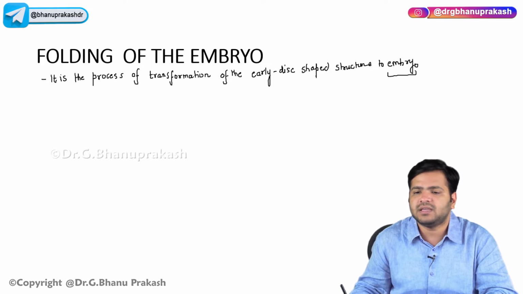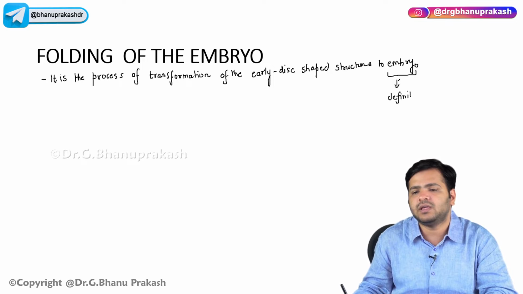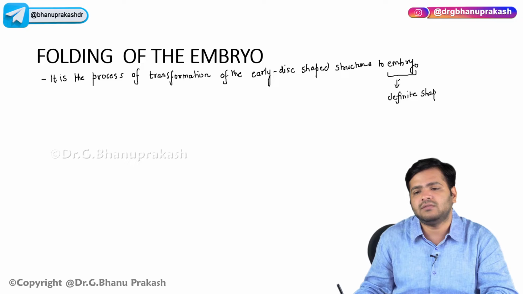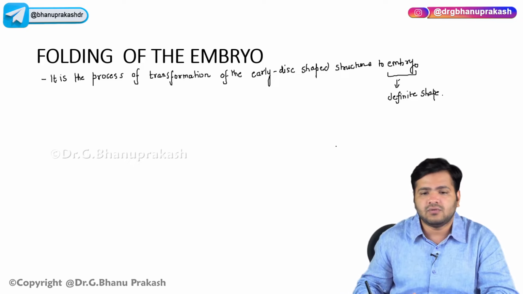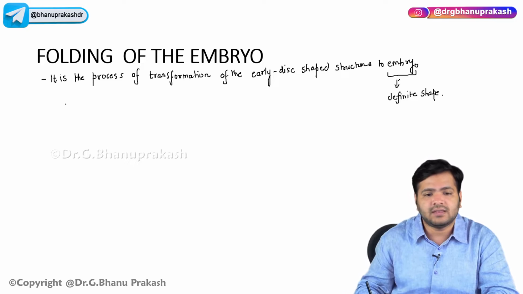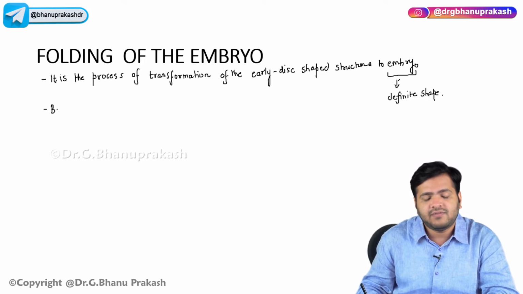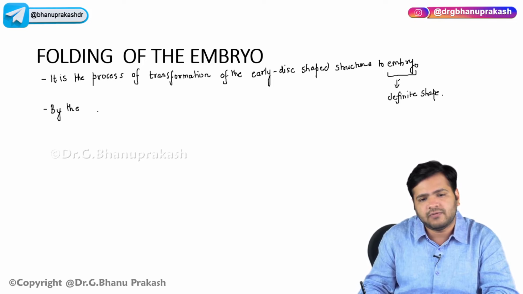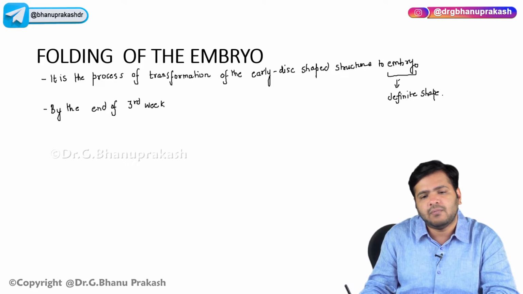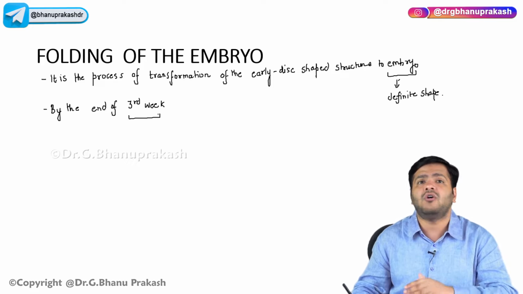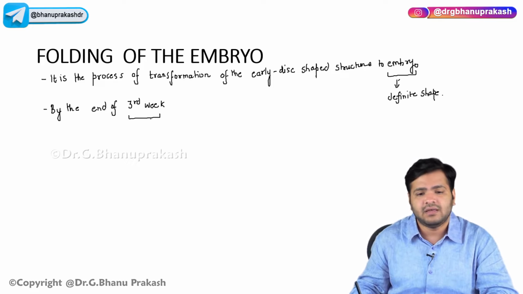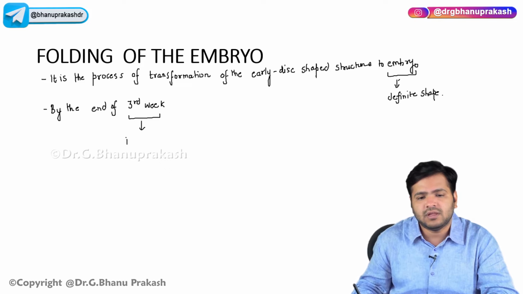Now embryo, basically it is the definite shape, right? To acquire the definite shape, this folding is required. So you already know that it is happening by the end of the third week. And we already know by the end of the third week, all the three germ layers are formed.